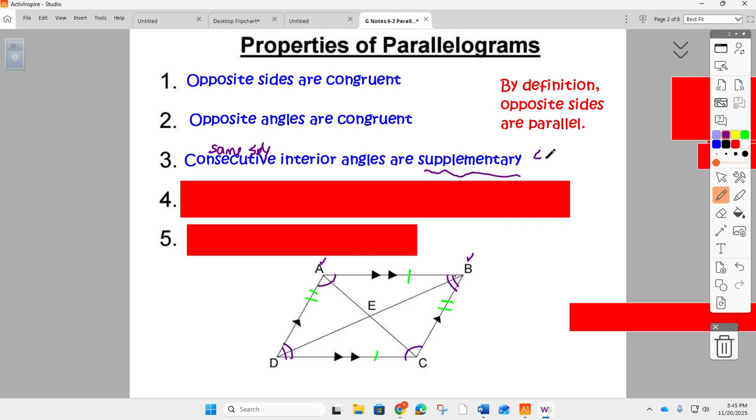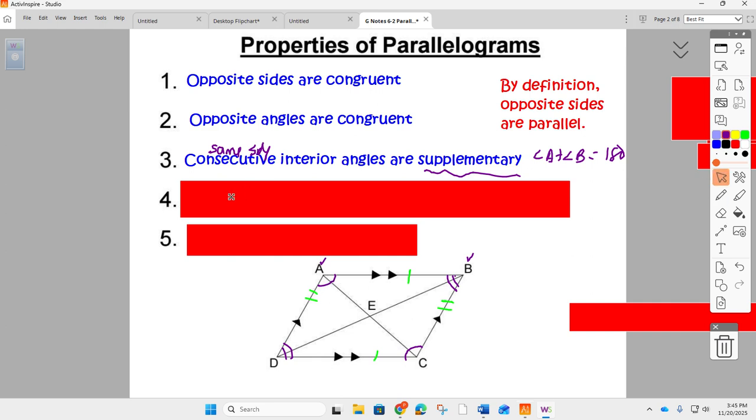That's what that means. So as an example, angle A plus angle B equals 180. Angle B plus angle C equals 180. Angle C plus angle D equals 180. Angle D plus angle A equals 180.